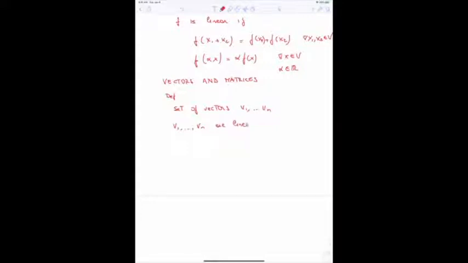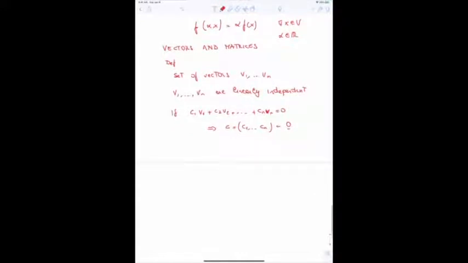Vectors v1 through vn are linearly independent if, once you take a combination c1v1 plus c2v2 plus ... plus cnvn equals 0, it implies that the vector c equals (c1, ..., cn) is the vector 0. So each component c1 through cn is equal to 0.